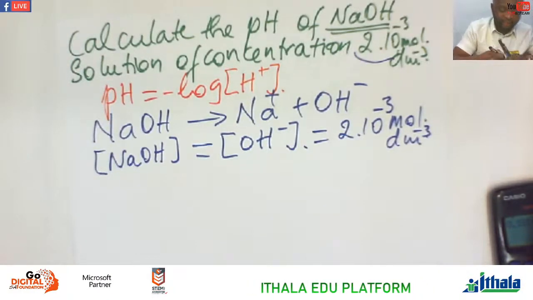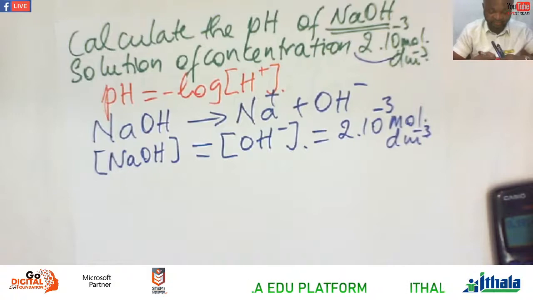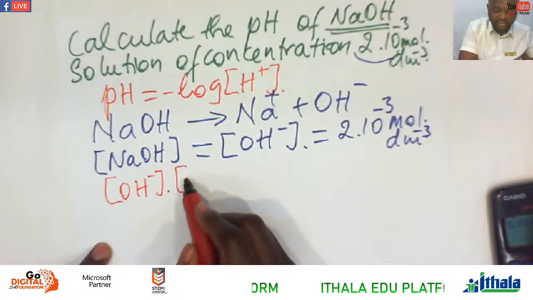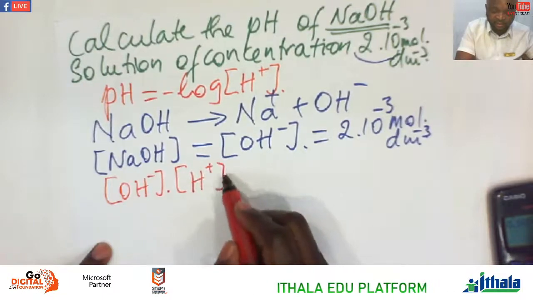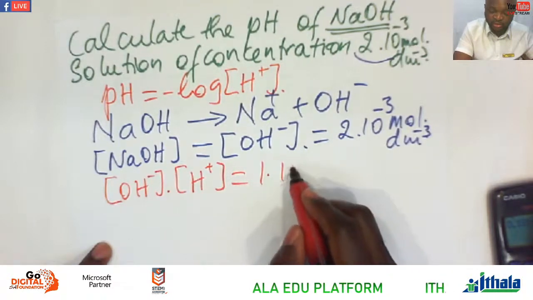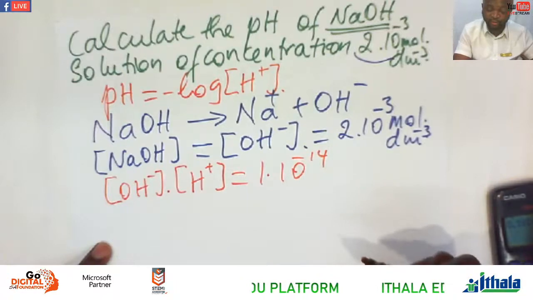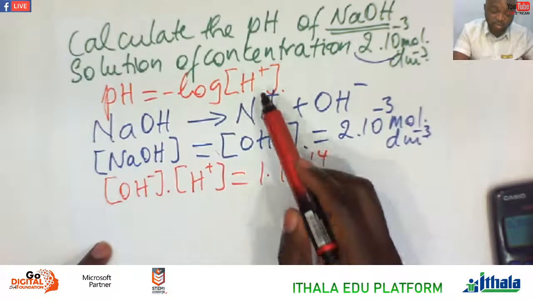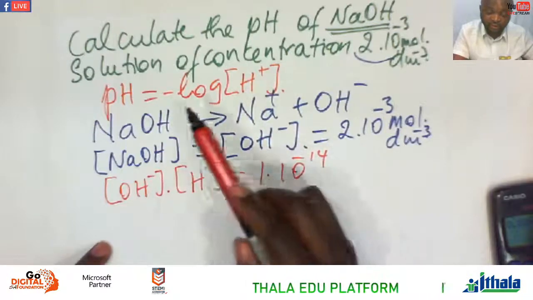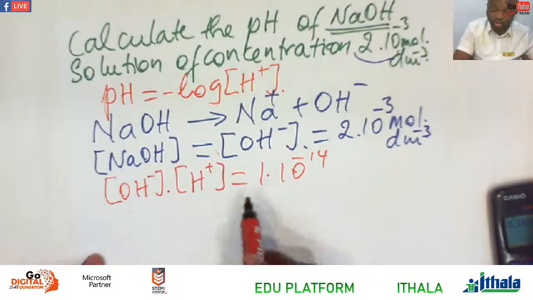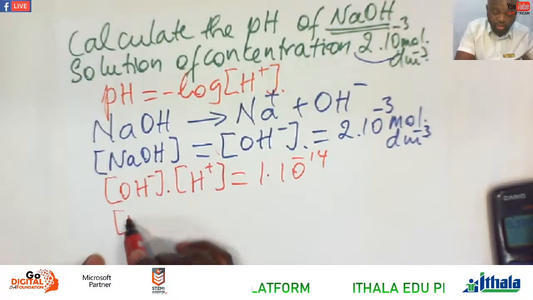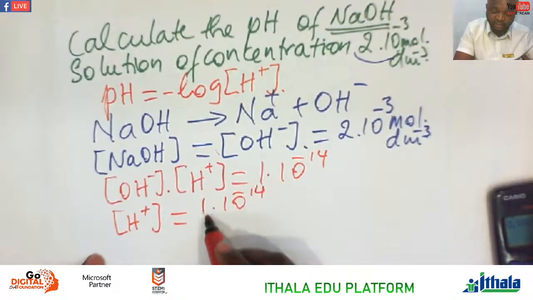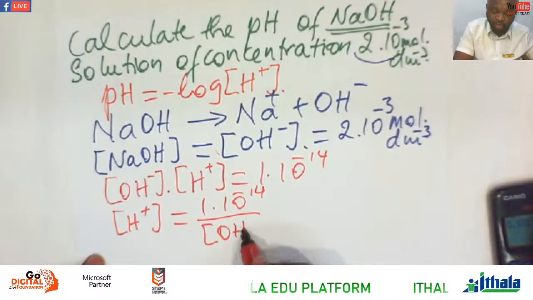Right? Remember that OH minus times the concentration of H plus is equal to 1 times 10 to the power negative 14. Now you see that from OH minus we can find the H plus we need for the pH calculation. So in our example here, H plus is equal to 1 times 10 to the power negative 14 over the concentration of OH minus.